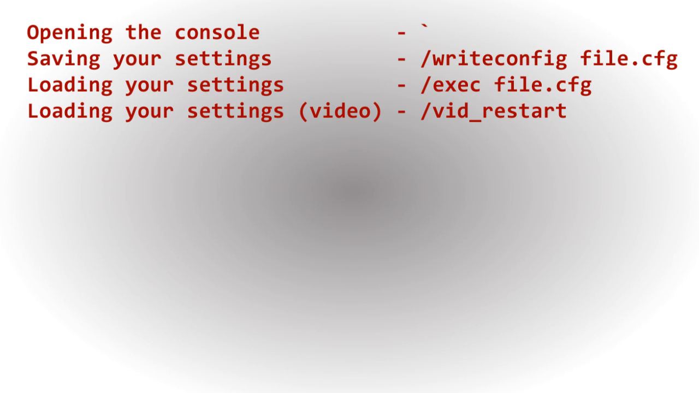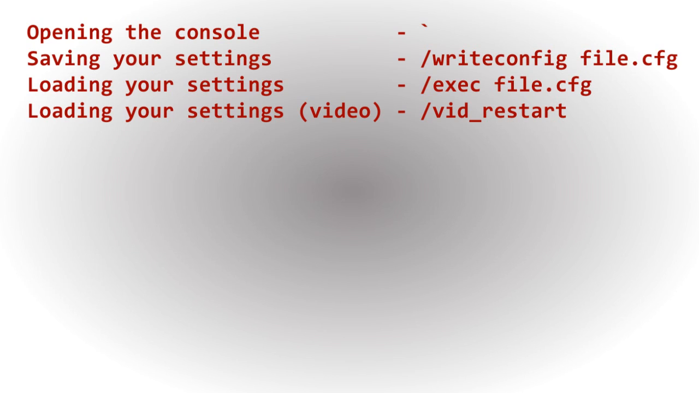Right, so write config. If you make any changes to your config, like any of these changes, you type in the console, in game or at the menu, you have to use the command write config, which is 1 line, and then space, then the name of what you want the file to be. It can be an existing file and then it'll just write over it. So that'll save any changes that you've made.